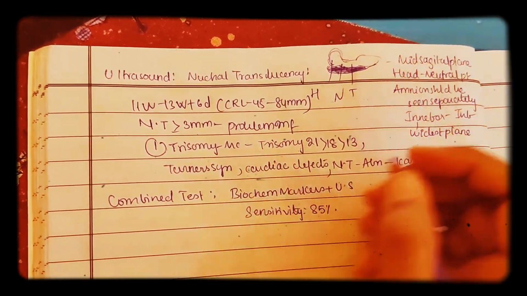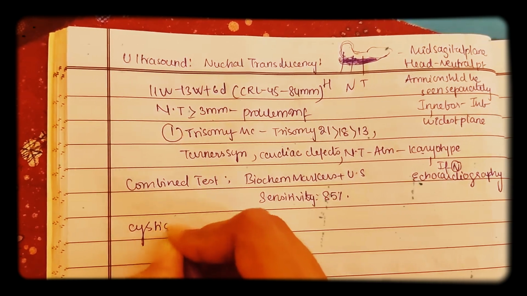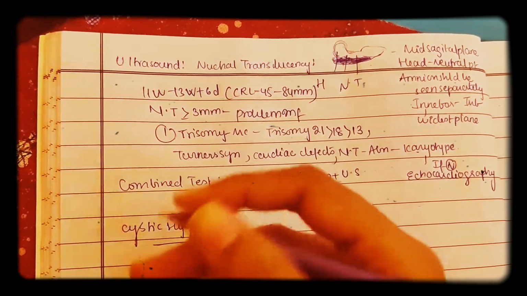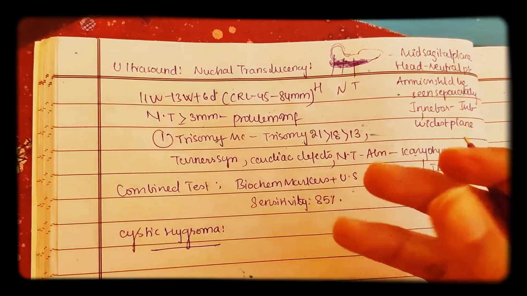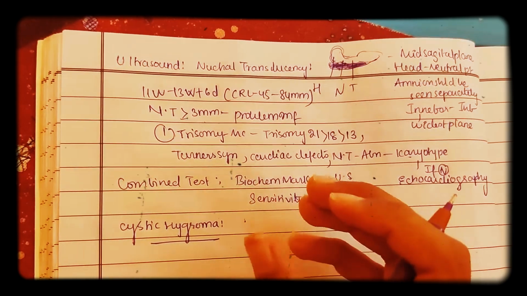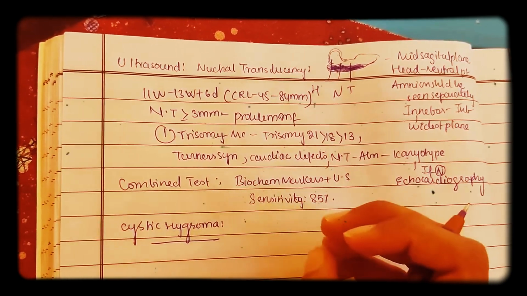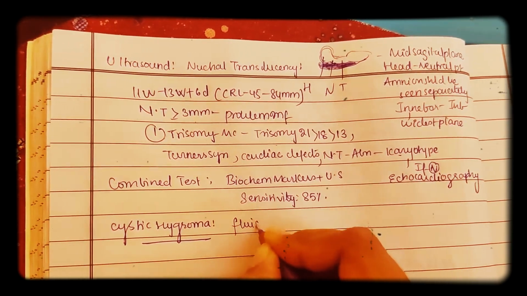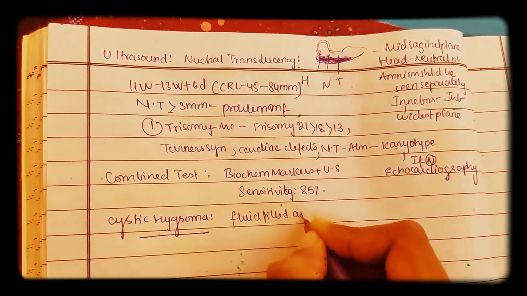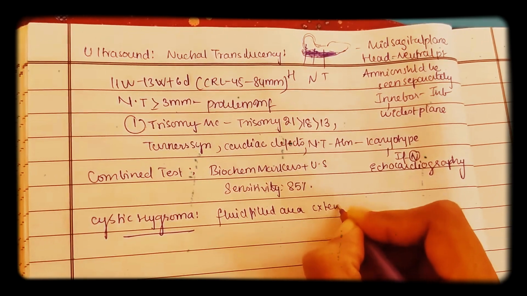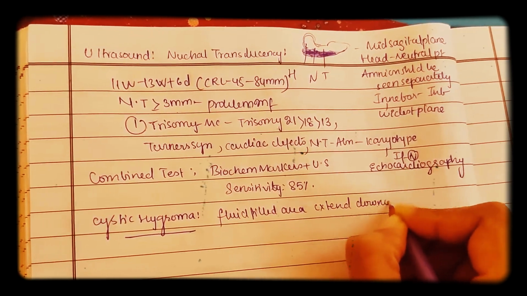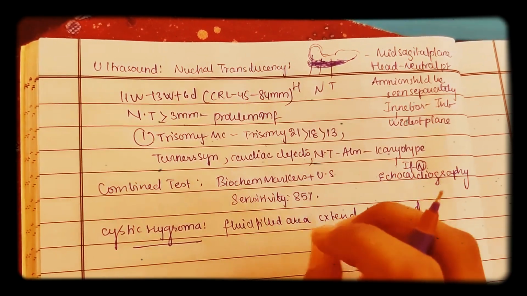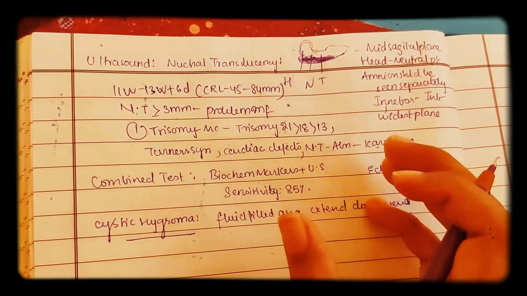So now let us discuss cystic hygroma. Always we need to be able to differentiate cystic hygroma from nuchal translucency, because they appear the same. Remember that cystic hygroma is also a fluid filled area, which extends downward, and it is not restricted only to the neck or head. So it is not localized, and it is much more fluid collection than the nuchal translucency.